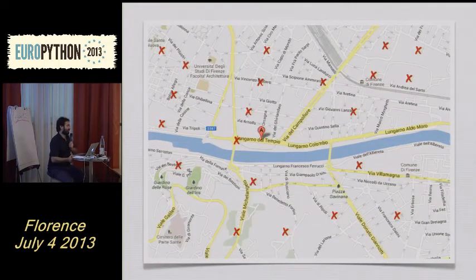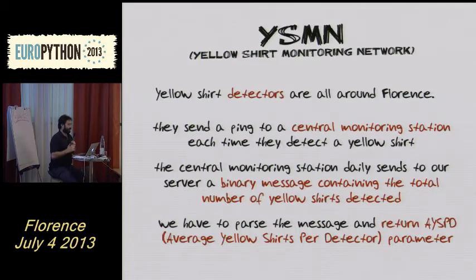So the NSA just puts some specially designed sensor detectors all around Florence that will recognize every yellow shirt which is passing by and increment a counter. They want to know how many there are. This is a description of the monitoring network. We have the sensors all about Florence, and they send a ping to us, a monitoring station, every time they see one of them passing by.